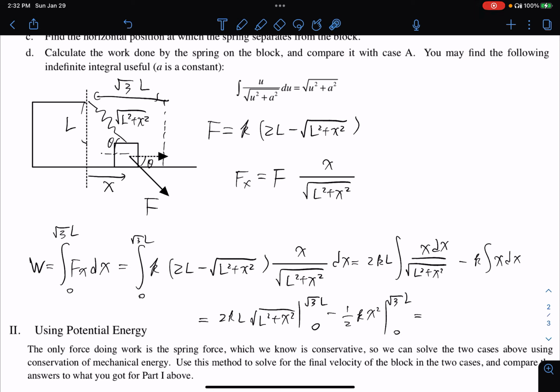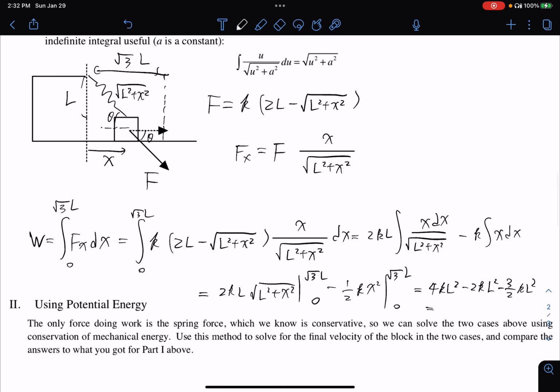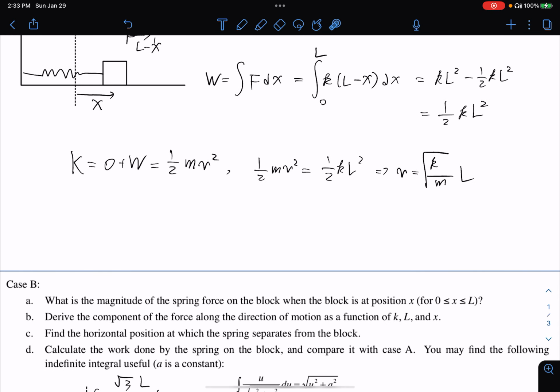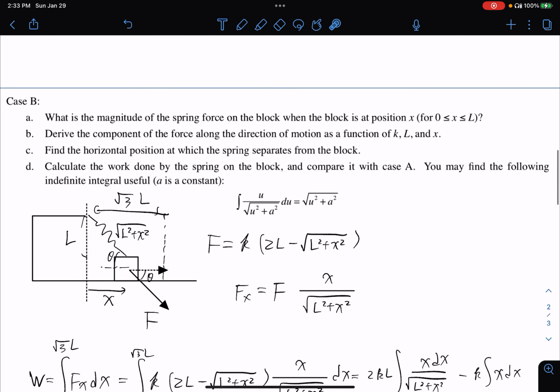So the first term with square root of 3 in here will give you 4 in the square root, and the square root of 4 gives you 2, so we will have 4kL squared. And when we plug in 0, this term will be 2kL squared, so the first term itself will give you 4kL squared minus 2kL squared. This term will be 3 over 2 kL squared, and after you do all the fractional number calculation, you will receive 1/2 kL squared, which is exactly the same as scenario A. So this will also be the speed of the block in scenario B.